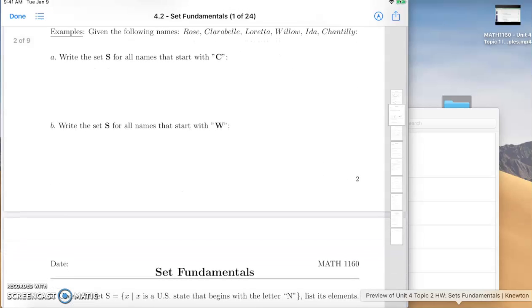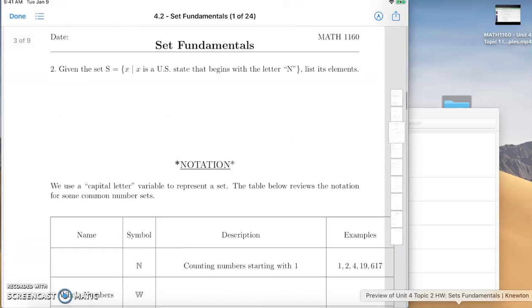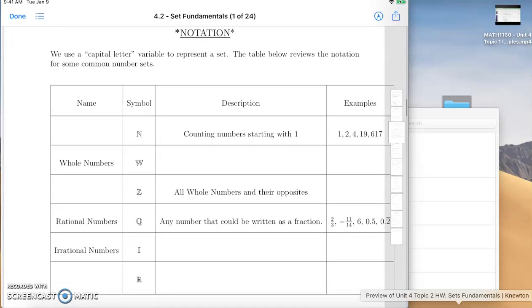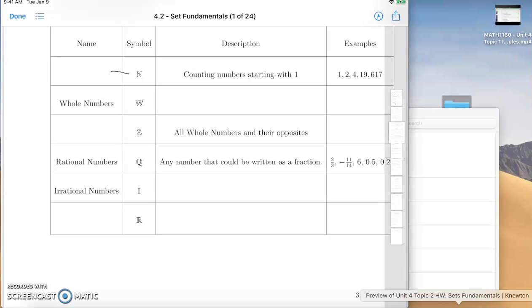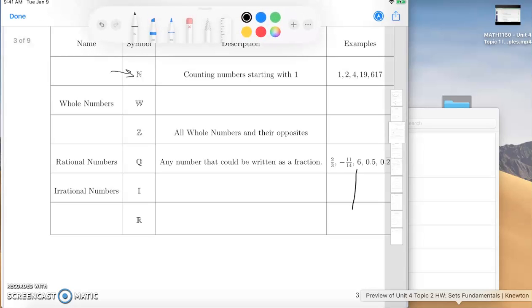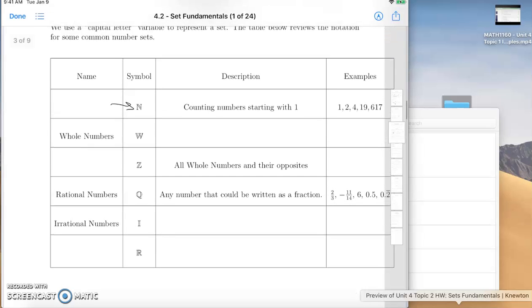All right, one of the other things I really want to talk about is notation. So here we have a few things that are really important. This N here represents counting numbers starting with 1. So if you see N, it means 1, 2, 3, 4, all the way up until it's uncountable. W is for whole numbers, Z is for all whole numbers, and they're opposites. Remember, the opposite is the negative.